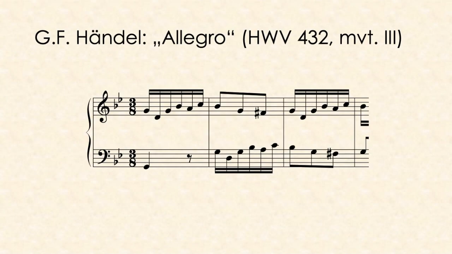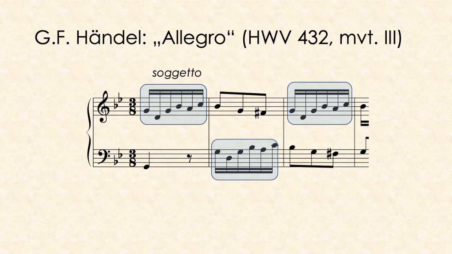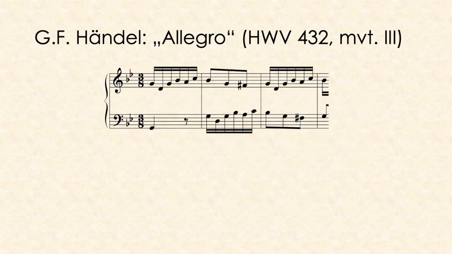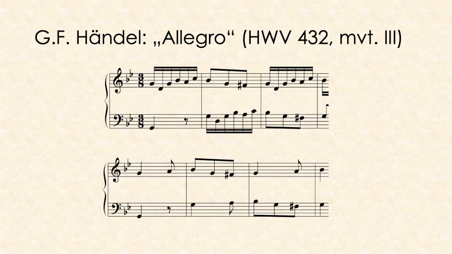The imitative structure consists of two motivic elements, a soggetto in 16th notes plus a rhythmically contrasting counterpoint in 8th notes that appear one after another in both voices. Due to the arrangement of the two building blocks, I call this a cross imitation. A closer look at the melodic scaffolding reveals a quite common melodic motion that consists of a stepwise ascent from the first to the third degree.